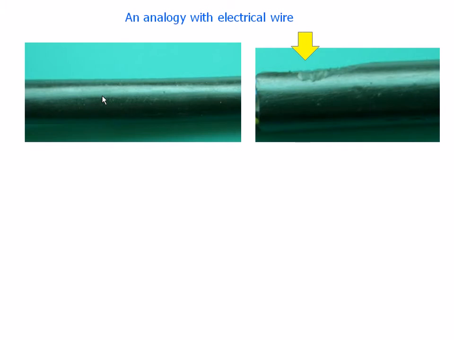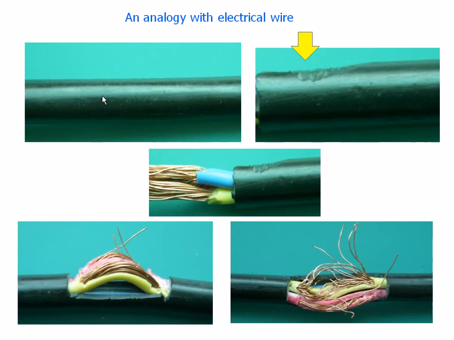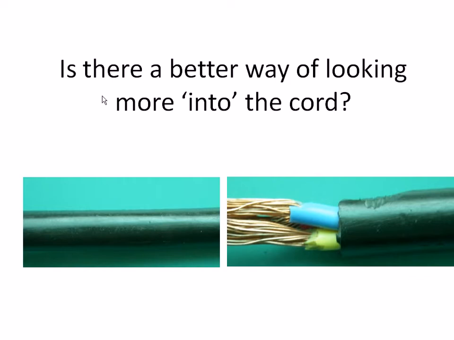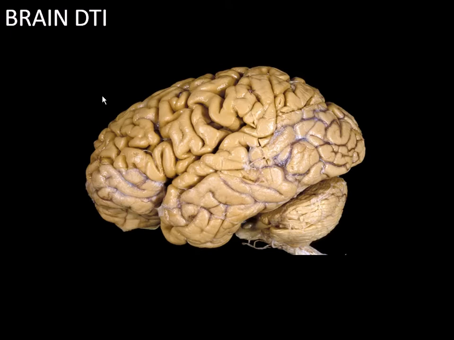So why is this difference? Why is there no correlation between the physical state on the MRI and the functional status? I think we can look at it logically with the analogy of an electrical wire. The electrical wire has many smaller fibers inside, and the MRI looks at it from the outside, but the status of the individual wires inside, whether they are intact or completely gone, is not clearly shown by MRI. So the question is, is there a better way of looking more into the cord than from outside? And here, diffusion tensor imaging may be the answer.